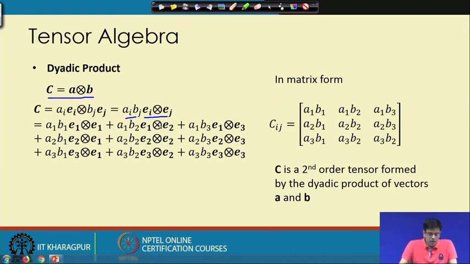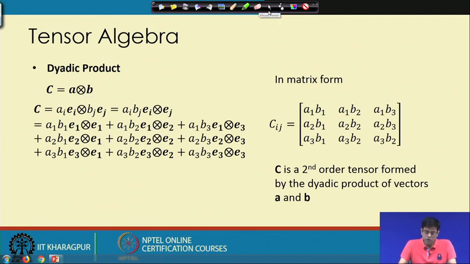So, if I just expand it, E1 tensor product E1 and so on. If I write it in matrix form, the components of C, C_ij, will look like this: A1 B1 to A3 B2, and I think this will be A3 B3. So, this C is a second order tensor formed by the dyadic product of vectors A and B.